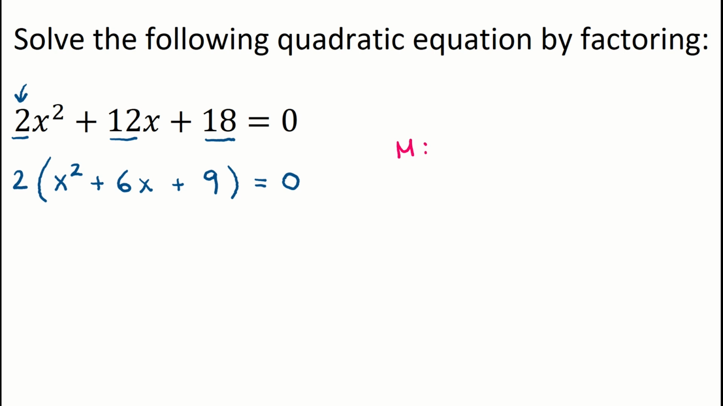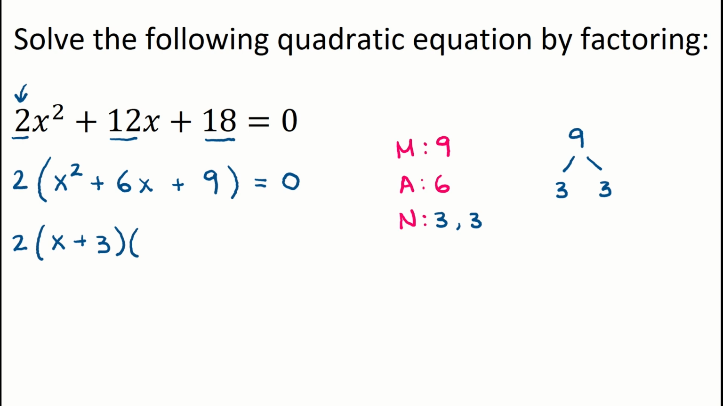We're going to see what two numbers multiply to 9 and add to 6. And your two numbers, so 9 can be 3 times 3, and those numbers add to 6, so that works. So your numbers are 3 and 3. And just subbing them back in, we get 2x plus 3 times x plus 3. And again, because those brackets are the same, we can write them as 2x plus 3 squared equals 0.